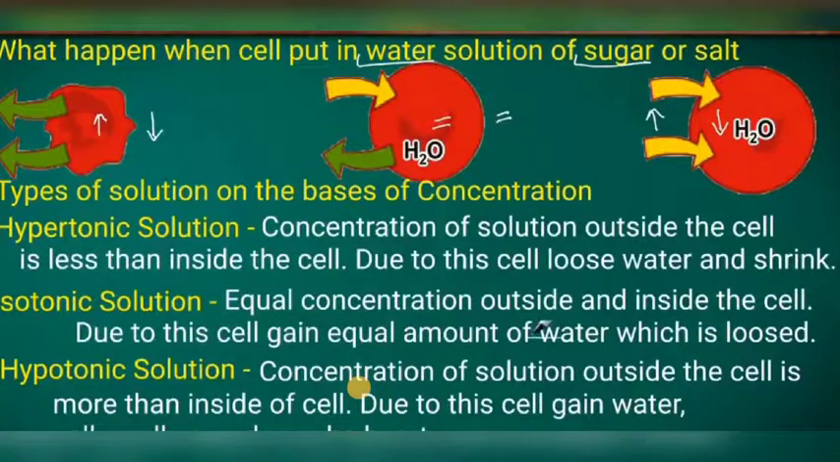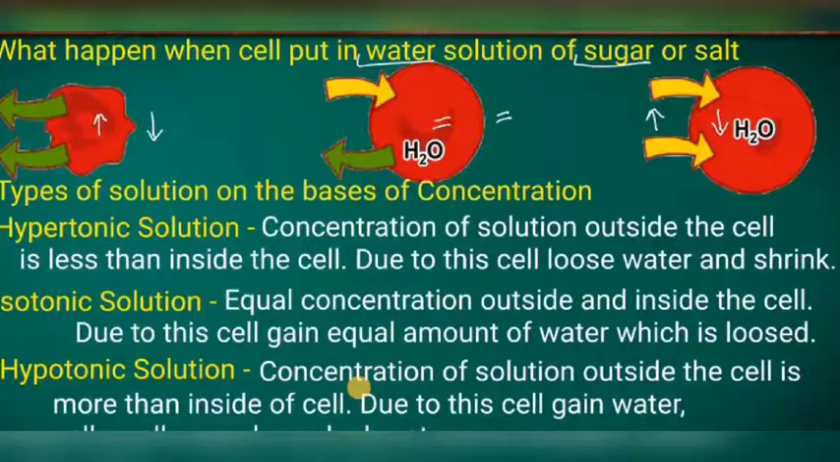The second one is the isotonic solution. Isotonic solution means that outside as well as inside the cell, on both sides, the solution concentration is equal. Then we consider that kind of solution an isotonic solution. It means the amount of water lost by the cell is equal to the amount of water that comes inside the cell. So with equal concentration outside and inside the cell, it is considered an isotonic solution.